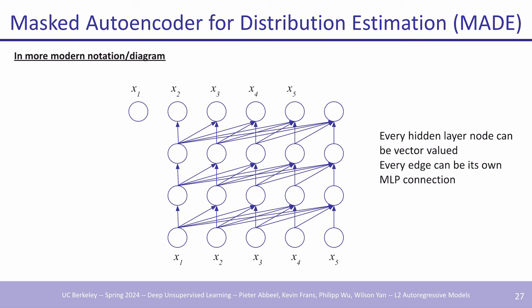Yes? In the original paper, before the masking, did they still make the assumption of acyclicality, or did they really do a full, complete graph? It was always acyclical. It was all set up as a feed-forward neural network.